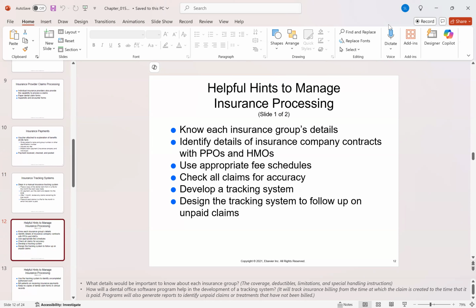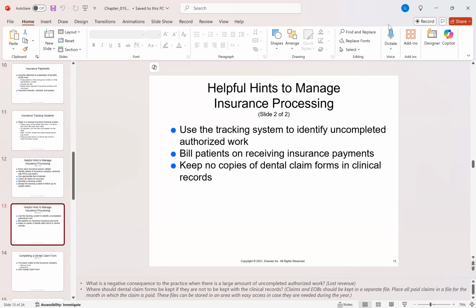We want to know each insurance group's details, identify details of the insurance company contracts, use appropriate fee schedules, and check all claims for accuracy. We want to develop a tracking system that works for our office and design a system to follow up on unpaid claims. We'll use the tracking system to identify uncompleted or authorized work. We'll bill the patients once receiving the insurance payment for their portion, and we're going to keep no copies of dental claim forms in clinical records.